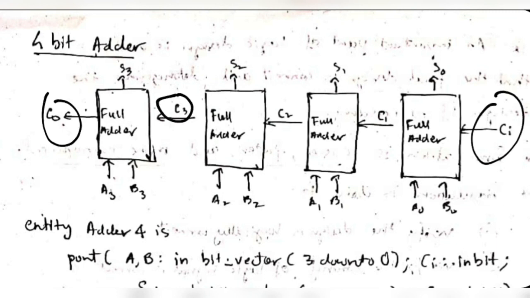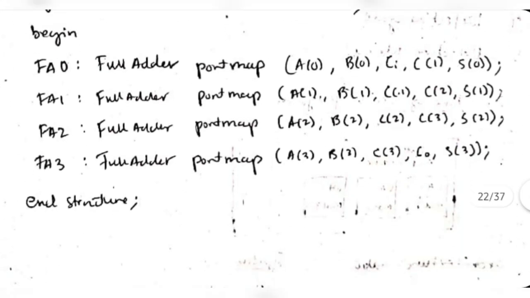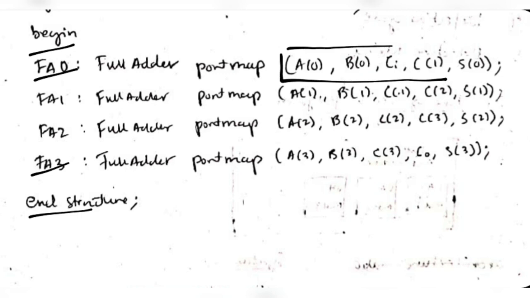Okay, in between, see here, these 3 carries are present between input and output, so that is denoted by signal. Okay, so signal C, we have used 3 carries, so 3 down to 1. Then we have to write this begin and end. In between begin and end we have used 4 full adders. So what we are doing is FA0 till FA3, and we will be mentioning the inputs and the outputs here.